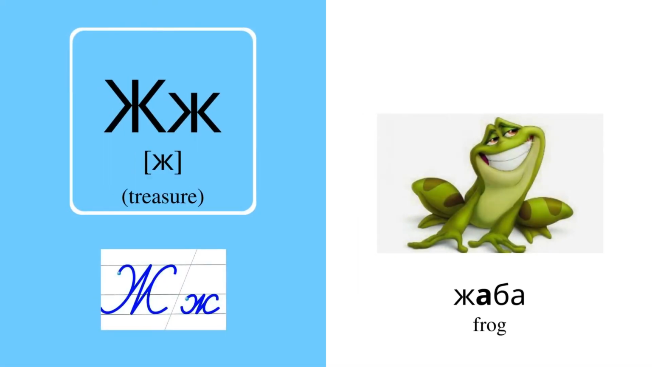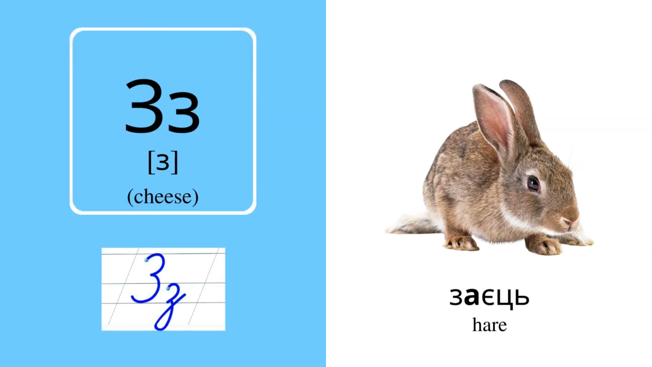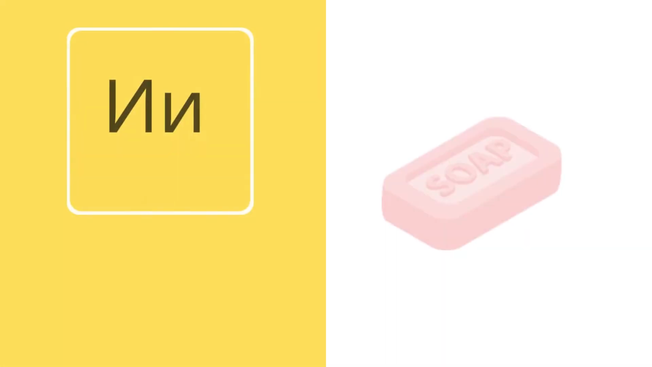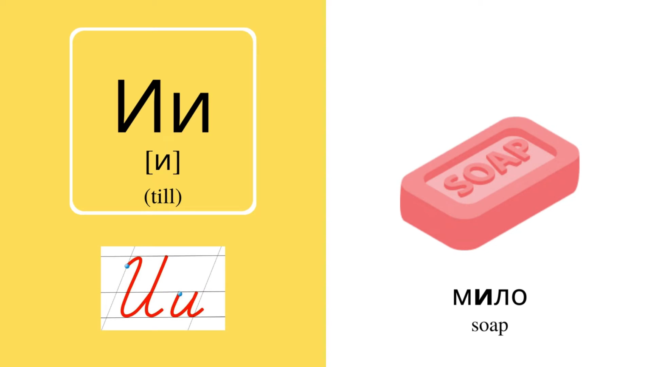That's why we don't read сине, but we read синє. Ж denotes sound Ž, like in treasure. Жаба. З denotes sound Z, like in cheese. Заєць. И denotes sound A, like in tail, but try to make the T firmer and not so soft. For example, мило.